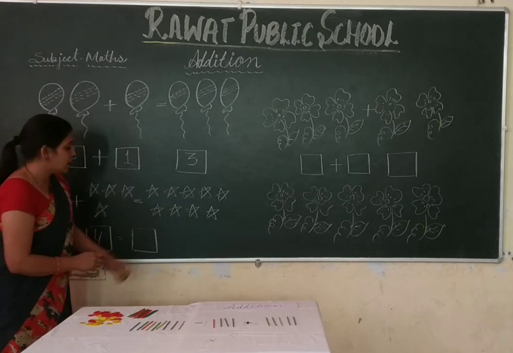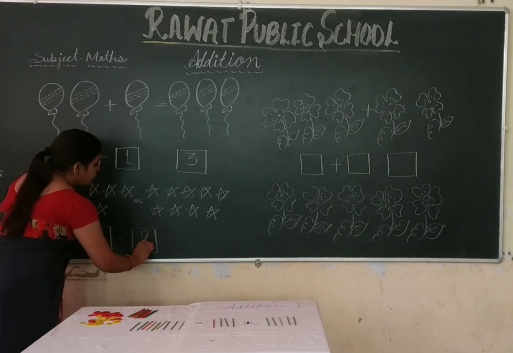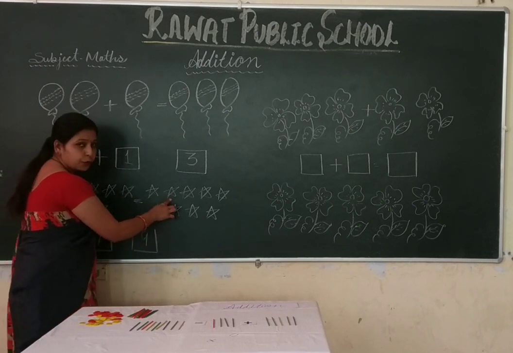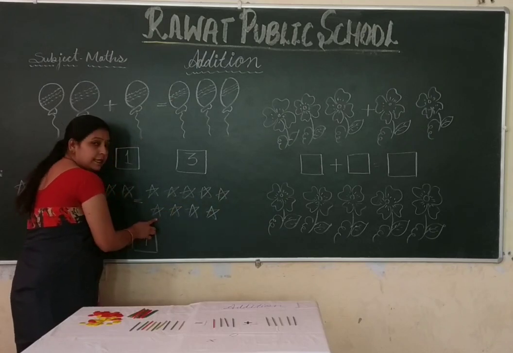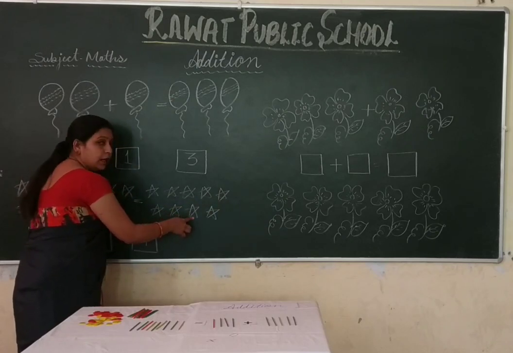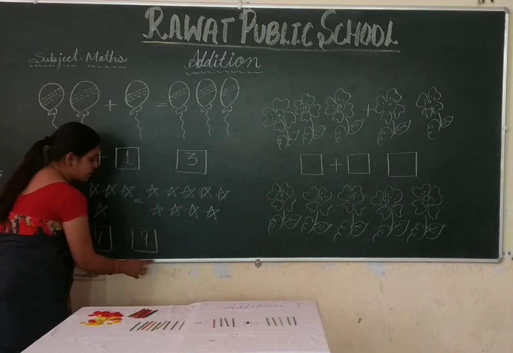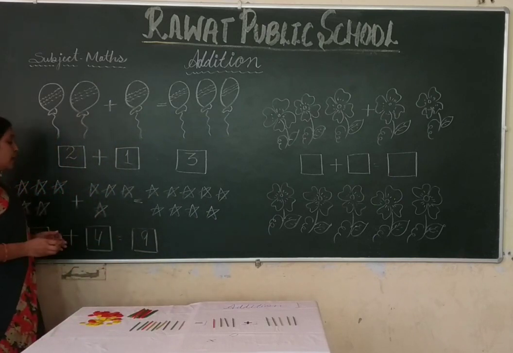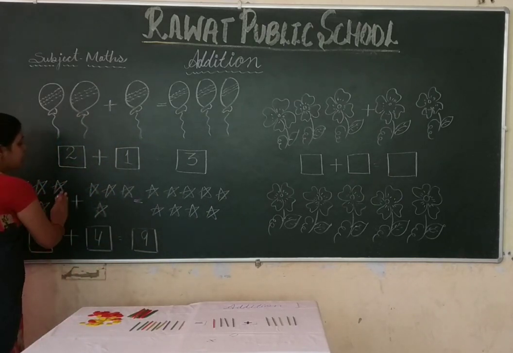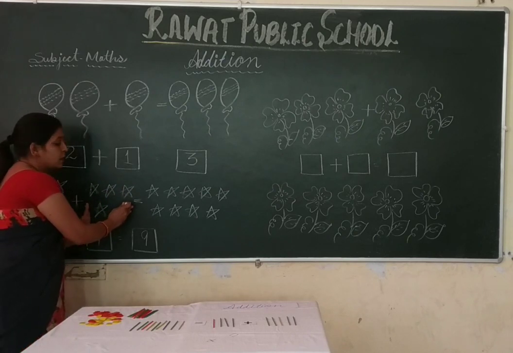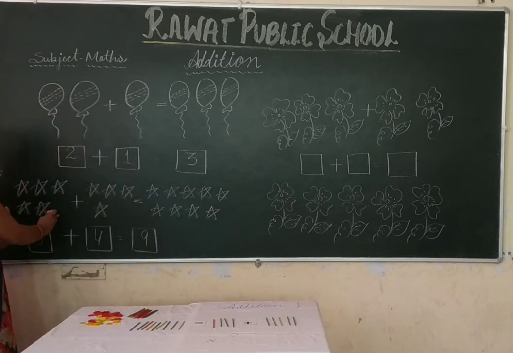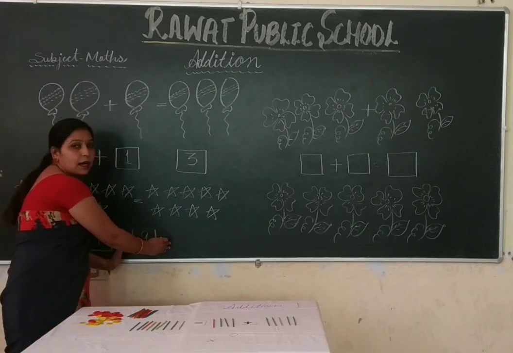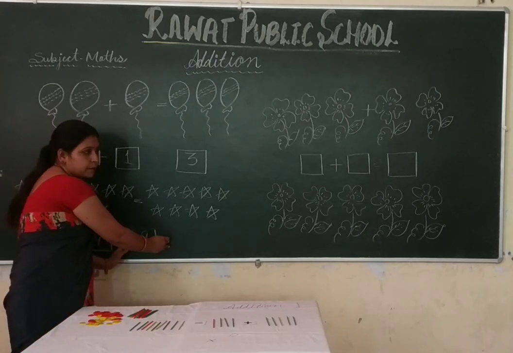Just count these stars. 1, 2, 3, 4, 5, 6, 7, 8, 9. So the answer is 9. Means that 5 stars plus 4 stars is equal to 9 stars, because here the answer is 9 stars.